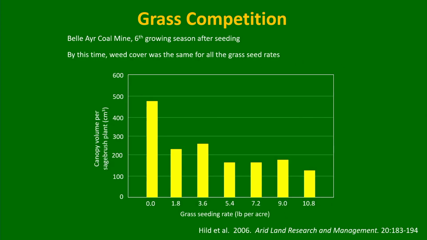This is the same study. The last slide was 2 years after seeding. This is 6 years after seeding, and this is looking at the size of sagebrush plants. At this point in time, no matter what grass seed rate was used, the weed cover was the same. I'm not showing you the weed cover, I'm just showing you the shrub cover. But still, where the grass seed rate was higher, the shrub volume was lower.